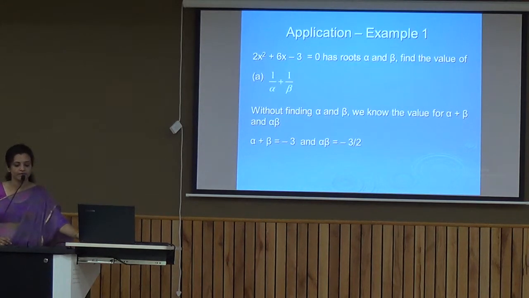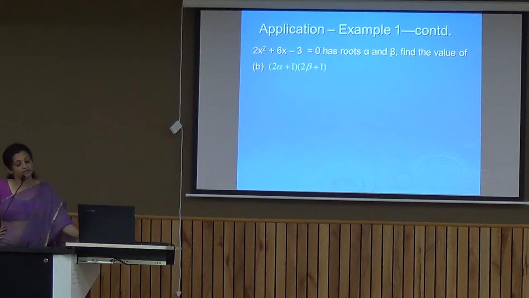Look at this. Alpha plus beta is minus 3. Alpha beta is minus 3 by 2. And so for 1 upon alpha plus 1 upon beta, you don't have to do anything. Just take the LCM and your sum is solved. That means with practice, you can actually solve this kind of question in less than a minute, I believe.